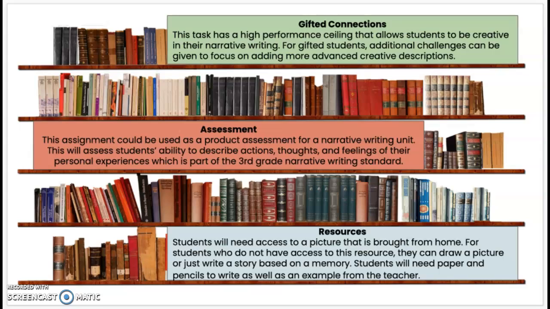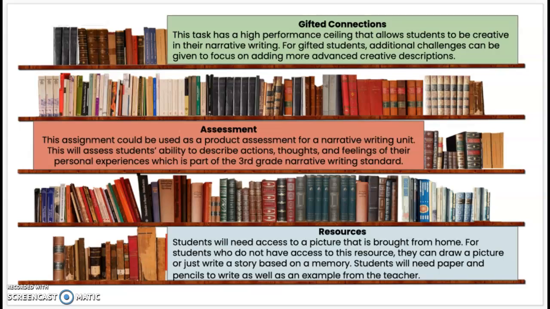The assessment piece of this can be used as a product assessment for the narrative writing unit, obviously, and this will assess students' ability to describe actions, thoughts, and feelings of their personal experiences, and that is a part of that third grade narrative writing standard that I mentioned before.